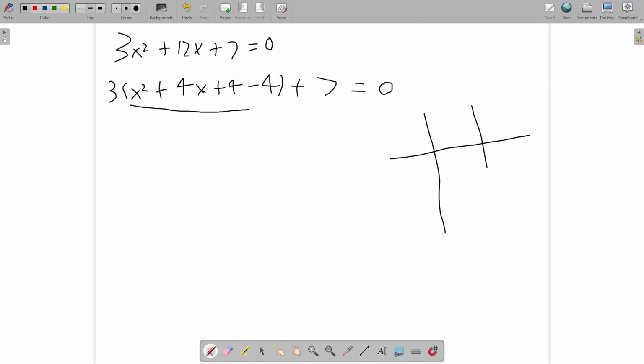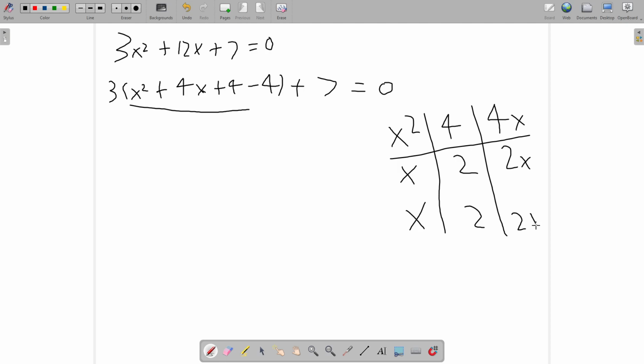Now that we've done that, as you can see in this example, we have a perfect square. Let's draw it out. X squared, x, x. What multiplies to 4, but also adds to 4? The answer is 2. 2 times 2 is 4, and then 2x plus 2x equals 4x. So now in the brackets, we can add an x plus 2 squared minus 4 plus 7 equals 0.